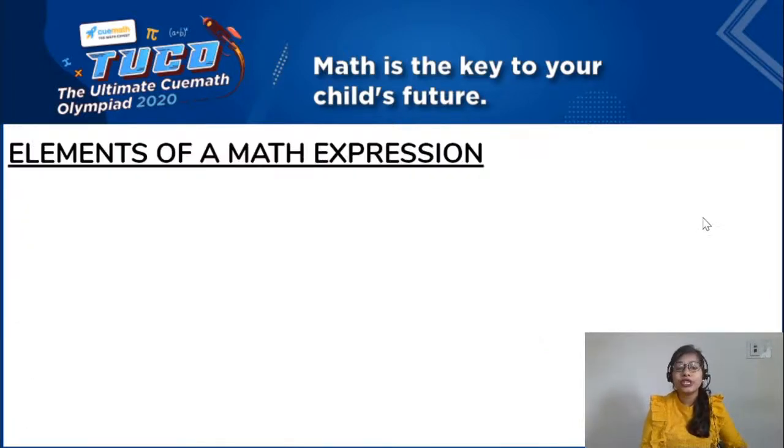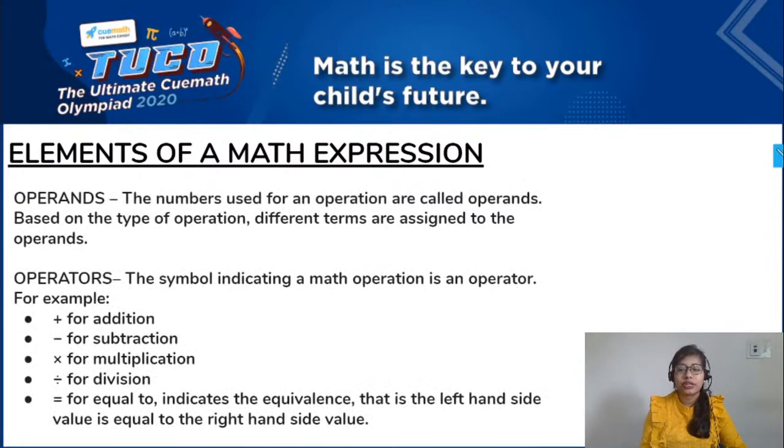And now let's look into the elements of a math expression. So let's see what are operands and operators. As you all know, we just learnt about mathematical operations some time back, wherein we said that operations that are performed on operands using operators are known as mathematical operations. But what are these terms exactly? What is an operand? What is an operator? Let's see. Operands, the numbers used for an operation, are called operands.